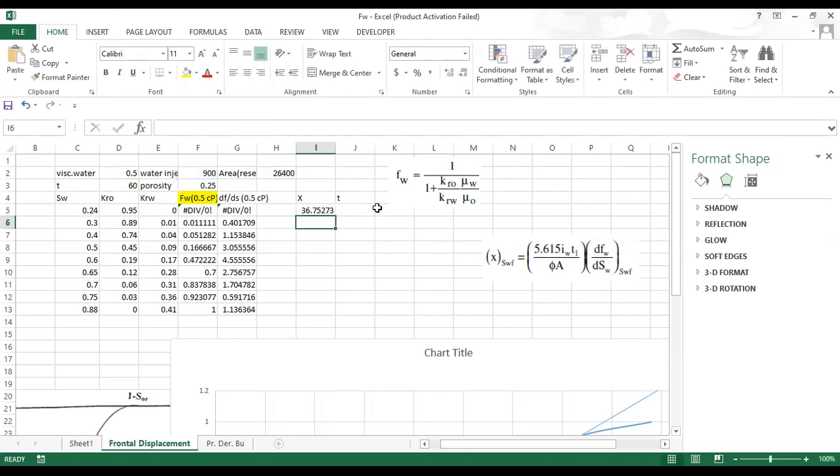So let me check the value. I got the distance from the injection well, the flood front has moved up to 36 feet. So this is how we can estimate. From the injection well, the flood front has reached 36 feet towards the production well. So this is how we got x equal to 36 feet.